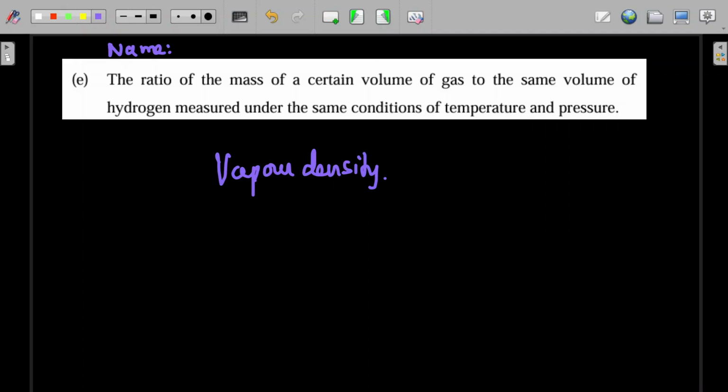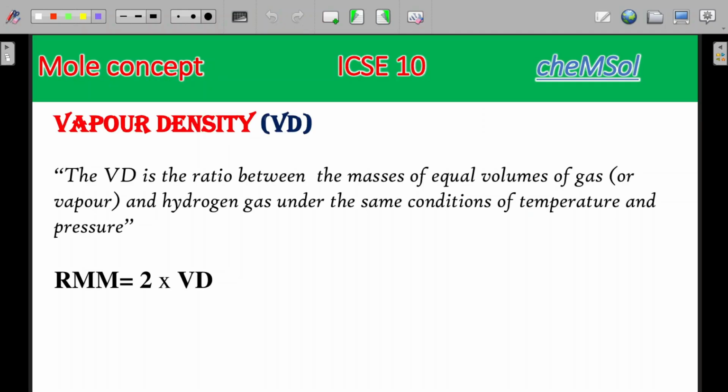So now we are going to the third part of mole concept, that is vapor density, empirical formula and molecular formula. Vapor density, as the definition tells us, is the ratio between the masses of equal volumes of a gas and hydrogen gas under the same conditions of temperature and pressure. See, if they ask the definition, we have to write it as it is. But for your understanding, I will explain it. It is the ratio between the masses of equal volumes of any gas with the hydrogen gas.